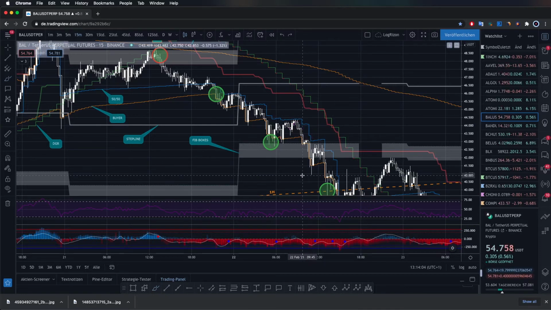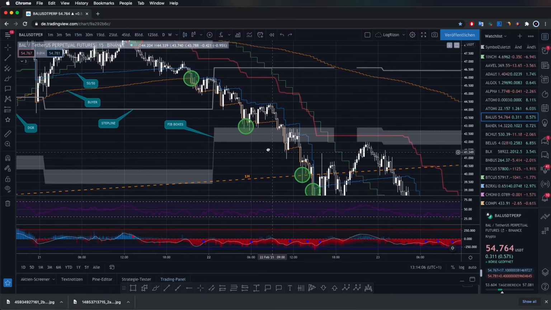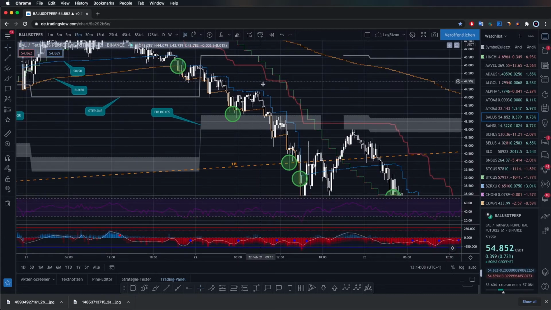So I haven't increased it, I just went with what I had left inside of it, and it now crossed these Fibonacci boxes and came down to this line. And this line is a line which is drawn by myself, so I will just explain it quickly.